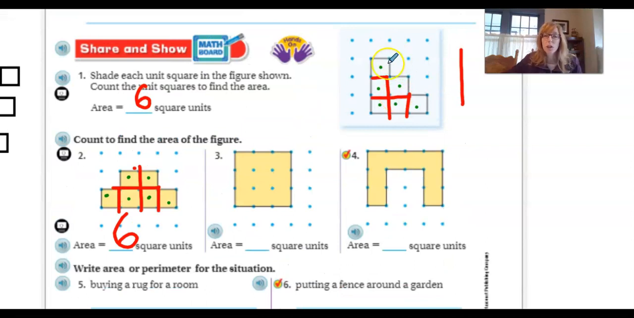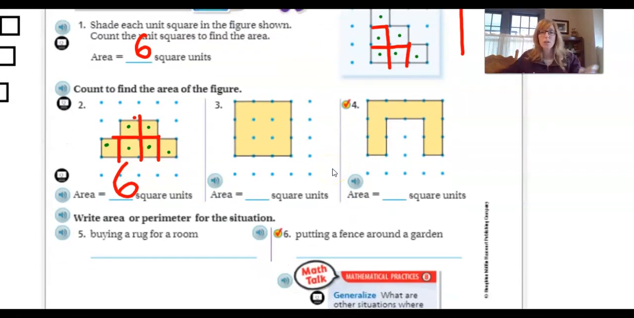Now, if you look up here, 1, 2, 3, 4, 5, 6, you can see that there are 6 square units, but they're arranged differently, just like Professor Berger did when he did 10. So we're talking about how you can use the same amount of square units, but you can cover the area differently. Okay, so let's go to our next figure.